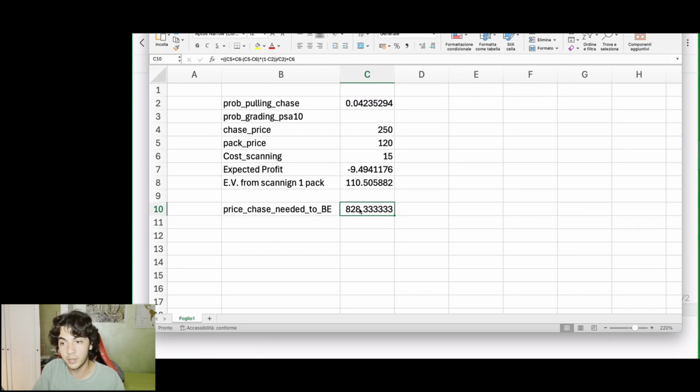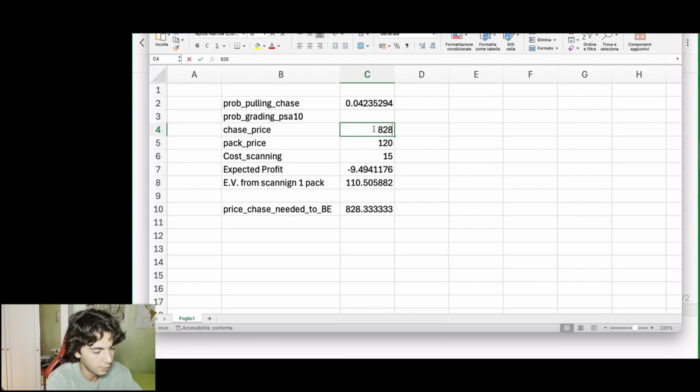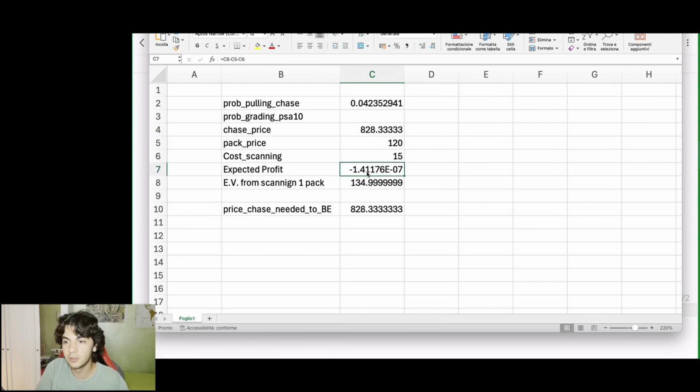So at $128.30, you're gonna break even. You don't believe me? Well, let's try it. So let's say the cost of the chase price, right? So the cost of Greninja is 828.333. And as you can see, we're left with basically very close to zero. As a matter of fact, let's use 829. Then we're left basically with zero. So that's break even. So that's just using the mathematical model, the analytical model, and we'll try to give some example.